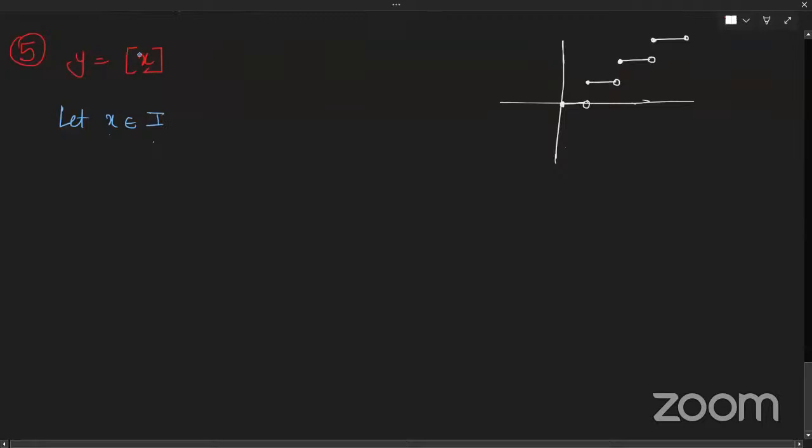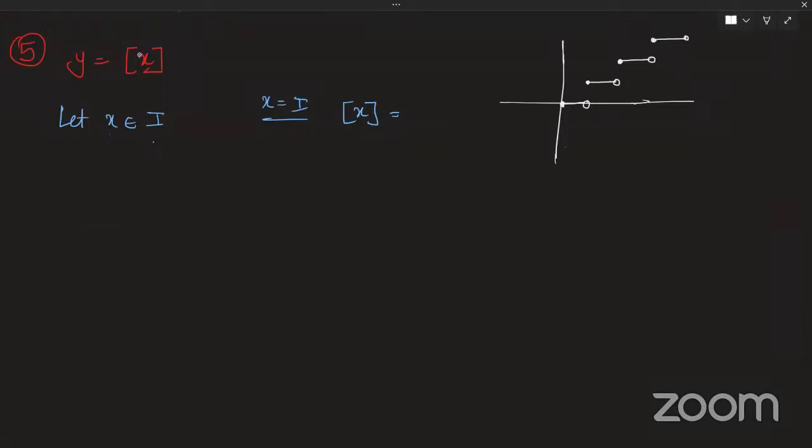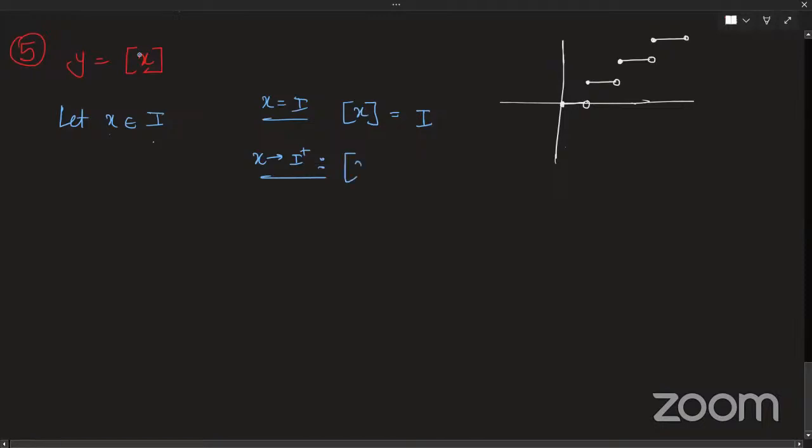Okay. For the time being, I assume x belongs to any integer I. So if x is equal to I, an exact integer value, what will be the value of the fractional part of x? If I put the greatest integer of 5, GIF of 5, GIF of 6, GIF of 7, any particular integer, it will give me the same integer value. And if I take a value that's just greater than that integer, what will it give me? I only. Great work.